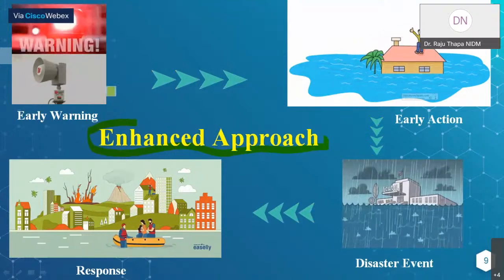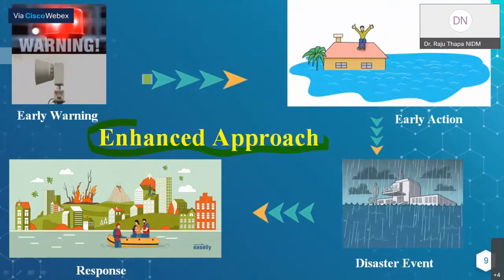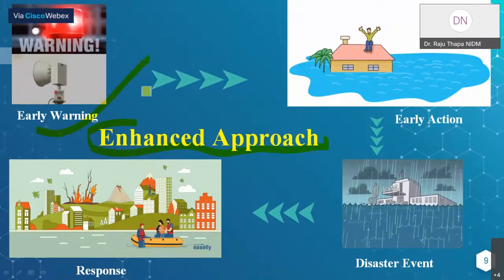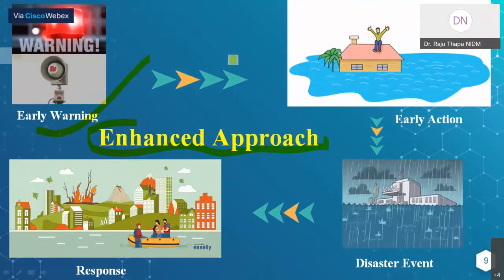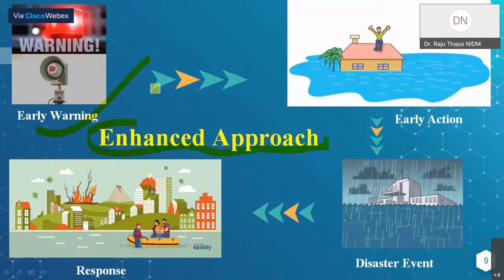So in the enhanced approach, what is the sequence? For any disaster, there will be an early warning. Based on that early warning, you will take action. Let us take the case of flood. Once you have the early warning, you will take your actions and go to an elevated area, whether on top of your house or anywhere. After that, the disaster event will occur.